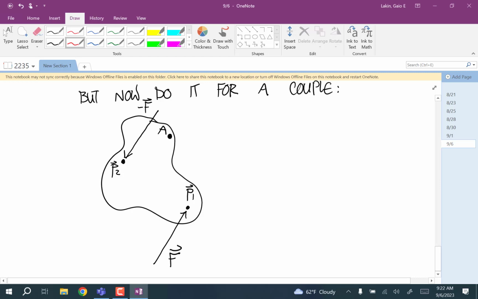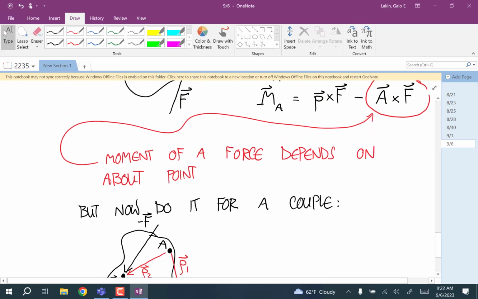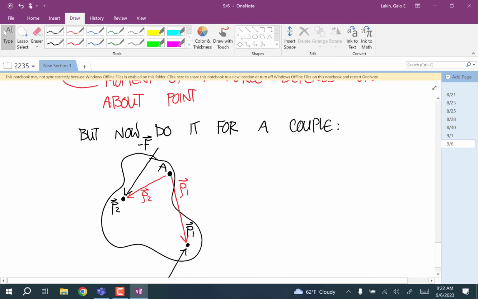So for this force F, this is the rho vector. Call that rho 1. And for the force negative F, this is the rho vector. Call it rho 2. Okay, and the total moment is just going to be the sum of the moments of those 2 forces. Well, what do you expect to happen? I'm telling you that the moment of a force depends on the about point, but a couple is not going to depend on the about point. So what do you expect to happen when I go through these equations and simplify it?